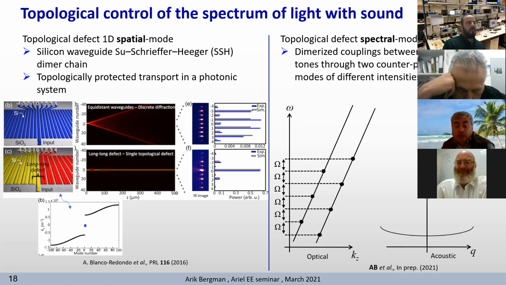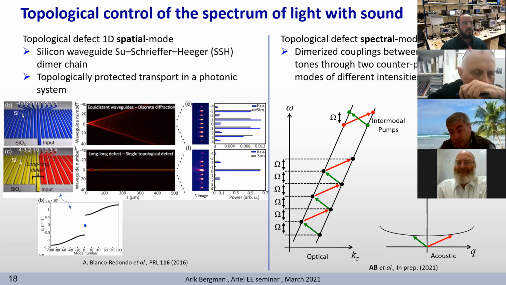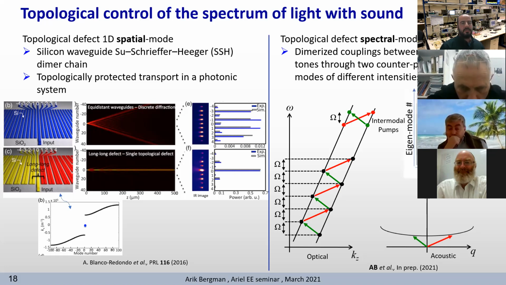We wondered whether such dynamics can take place in the frequency domain in a standard fiber with optomechanical coupling. We assumed a two-mode optical waveguide, where dimerized coupling between modes alternating in tone can be established through two counterpropagating acoustic modes of different intensities. Such acoustic modes can be generated by four strong optical pumps through intermodal Brillouin scattering, as shown in the dispersion diagrams on the right. If we look at the eigenmode profiles, we see a trivial distribution as expected in such a system.